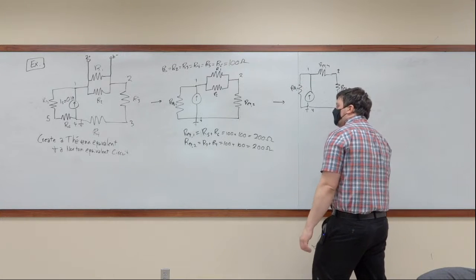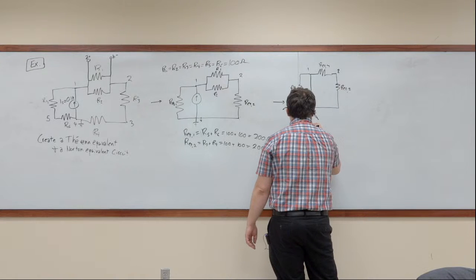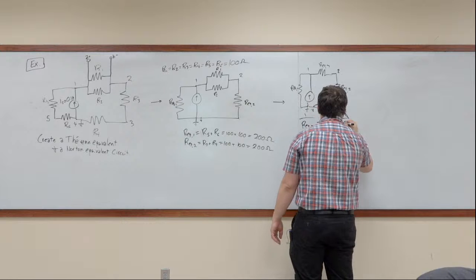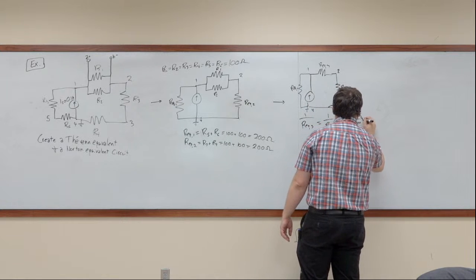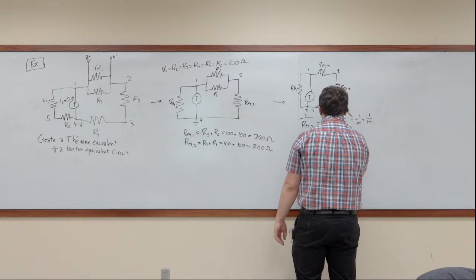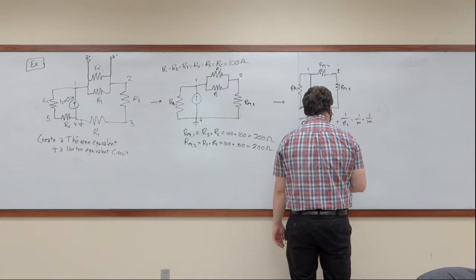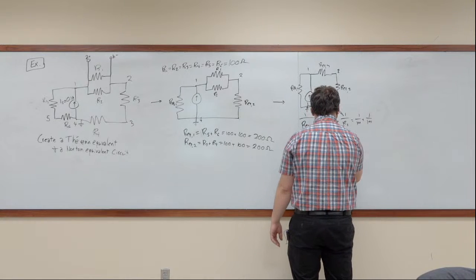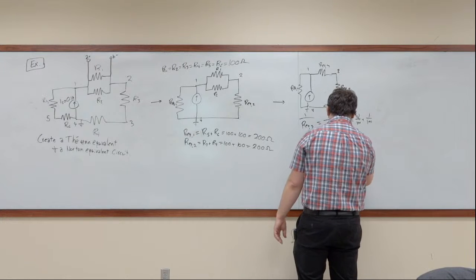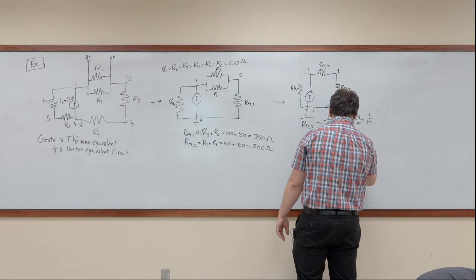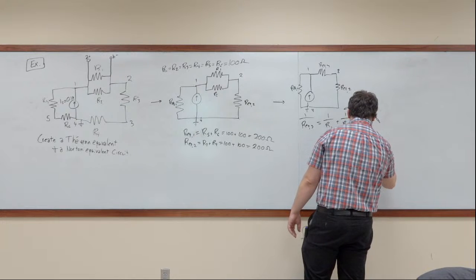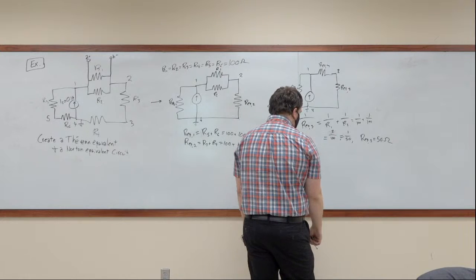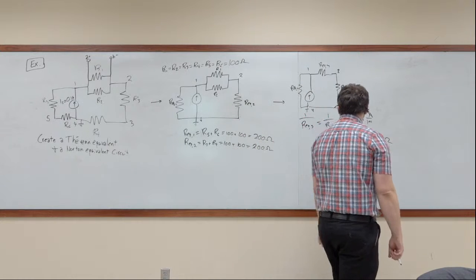Okay. So here, 1 over REQ3 is equal to 1 over R1 plus 1 over R2, which is equal to 1 over 100 plus 1 over 100, which is equal to 2 over 100, or 1 over 50, which means REQ3 is equal to 50 ohms. Okay? So that's nice. We have a 50 in there now.